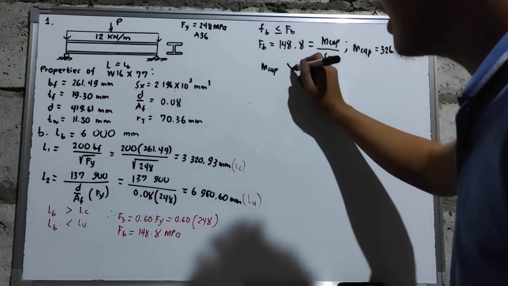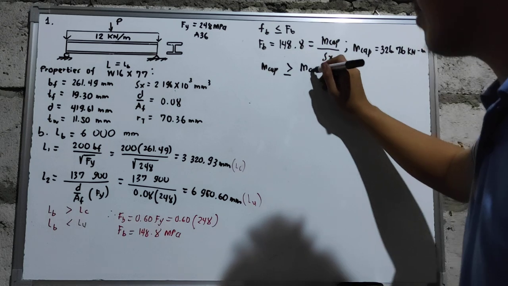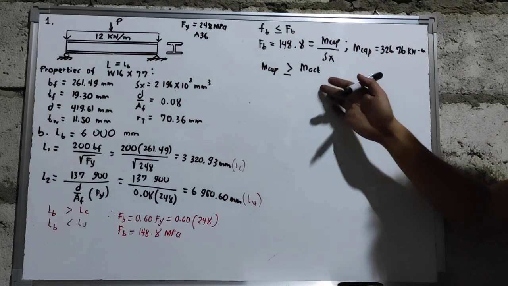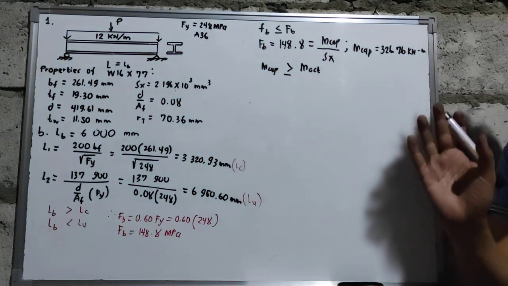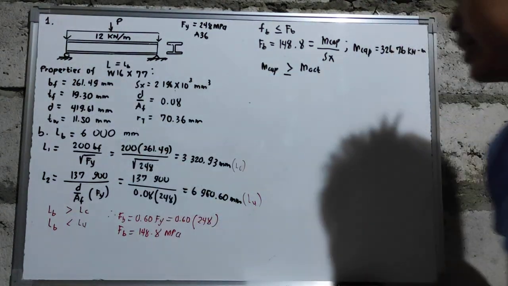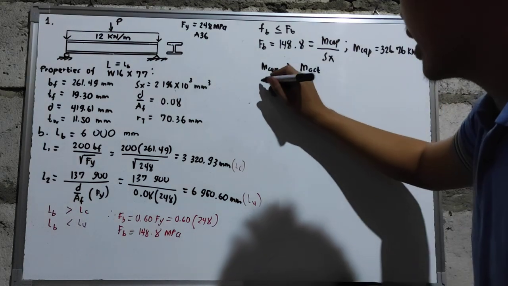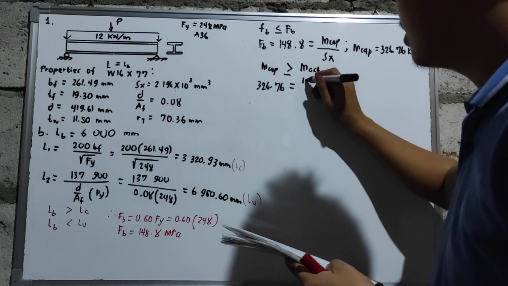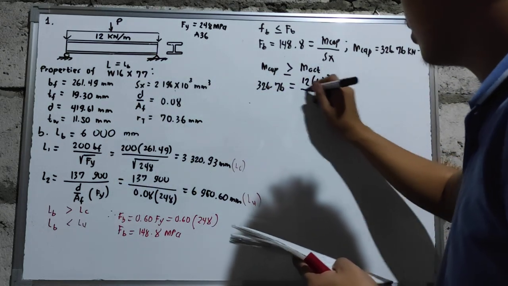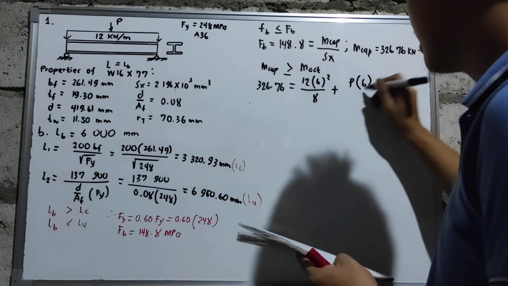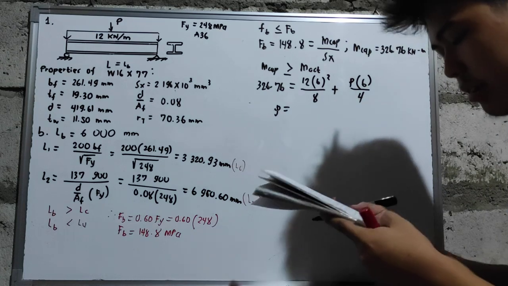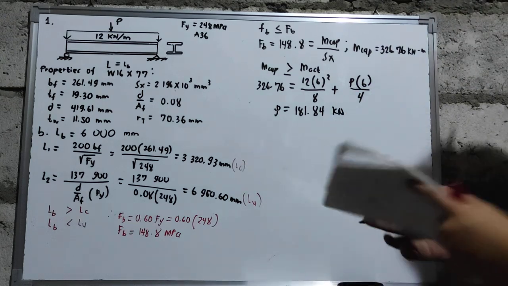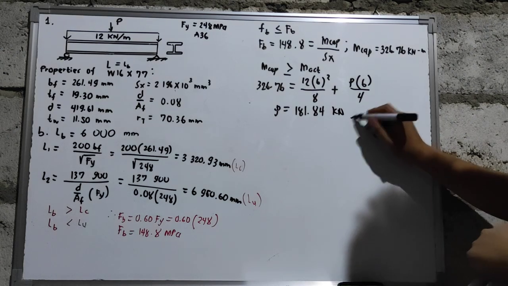So, same procedure pa rin. Your M capacity, that must be less than, greater than, or equal to the M actual. So, yung capacity, nakuha natin yan using the formulas. Yung M actual naman, makukuha natin yan considering the loading. Kung ano yung actual na e-experience ng beam natin. So, consider natin yung loading. So, diretso na natin, 326.76 is equal to W. Yung L natin is equal to 6 squared all over 8. Plus yung P, yung L natin is 6 all over 4, the value of your P is now equal to 181.84 kN. So this will now become our answer.